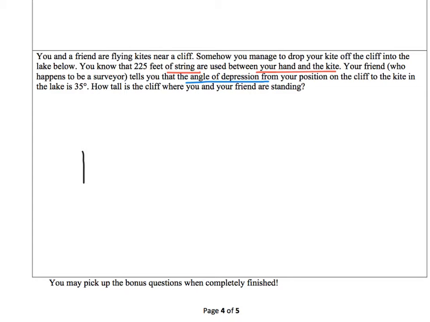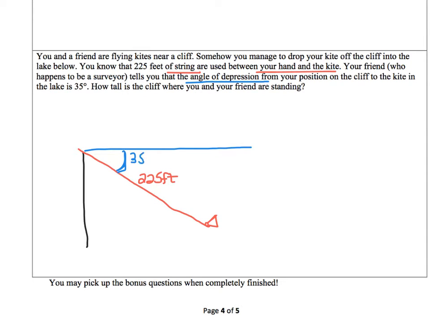So here you are standing on top of this cliff, and you've been flying a kite. And the kite falls down and lands in the water. And the string is going from your hand down to the kite. You know that there are 225 feet of string, and you know the angle of depression is 35. Angle of depression is by definition from the horizontal down. So this is where that 35 degrees is, horizontal down.